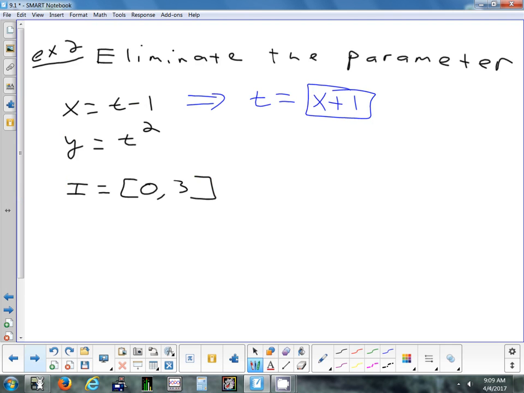Plug it in for what? Plug in for t squared. Careful, I'm being a little picky. Plug it in for t. Yes, so plug that in for t. So you get y equals, again, make sure you put the parentheses, that's important, and that's your answer.